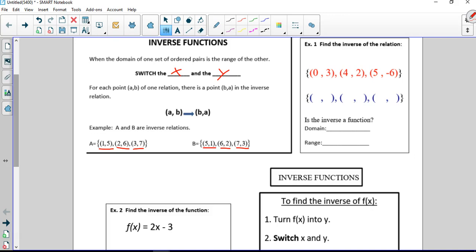So over here in example 1, the inverse of (0, 3) would be (3, 0), (4, 2) would be (2, 4), and this would be (negative 6, 5). Is the inverse a function? So we're looking at the second one. This is the inverse. We're looking to see, is this a function? Well, we have 3, 2, and negative 6. No repeats, so yes. And our range of the inverse is 0, 4, and 5.